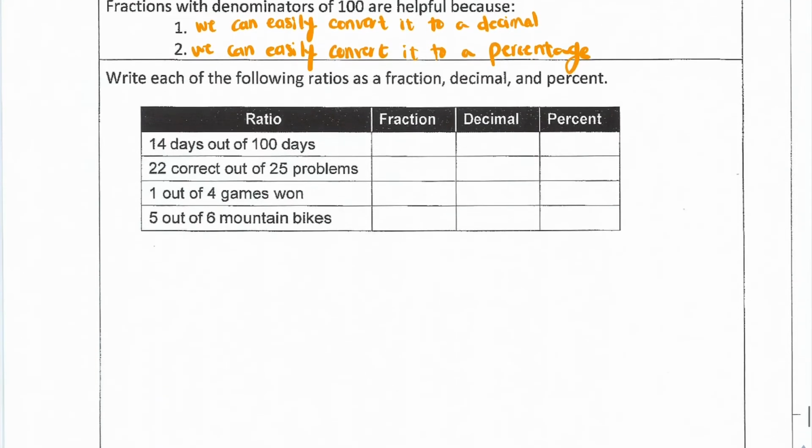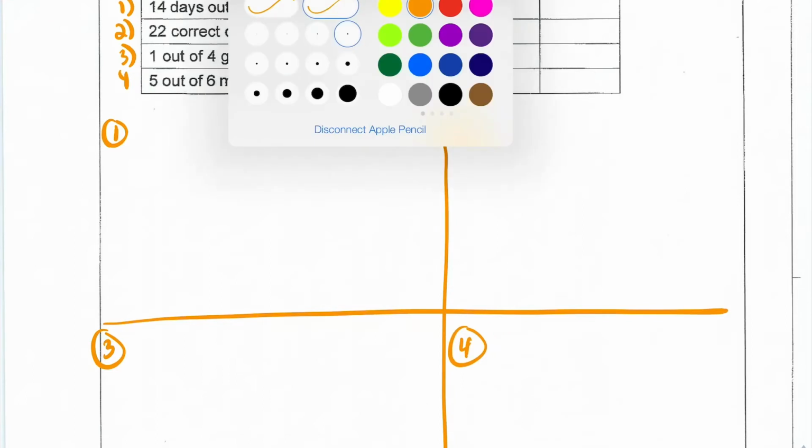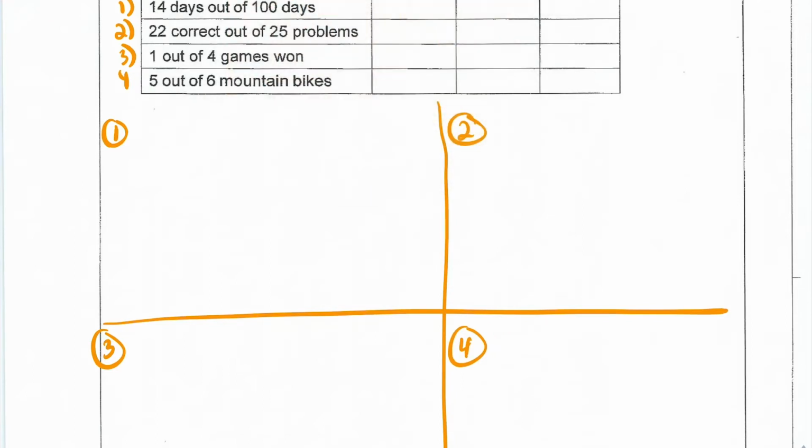Okay, so we're going to write each of the following ratios as a fraction, as a decimal, and a percent. So I'm going to label these 1, 2, 3, and 4. I'm going to split my workspace here into fourths. So, here's number 1, there's number 2, 3, and 4. Okay, so question number 1, 14 days out of 100 days. We need to write it as a fraction. There we go, 14 out of 100.